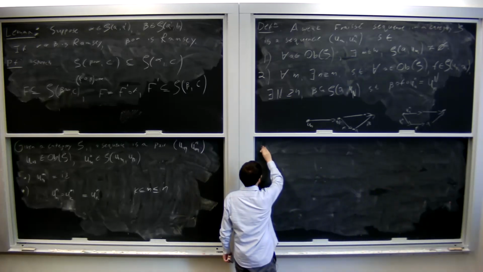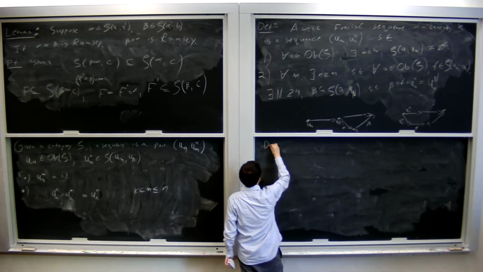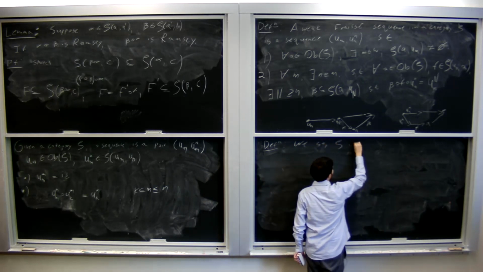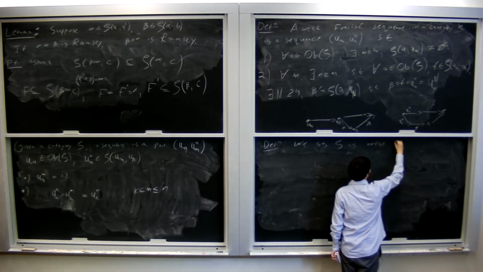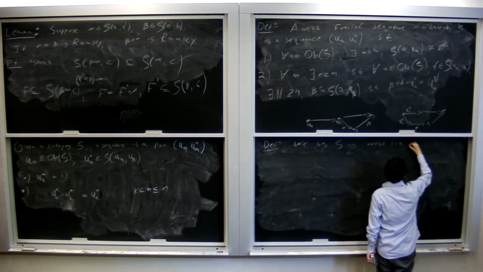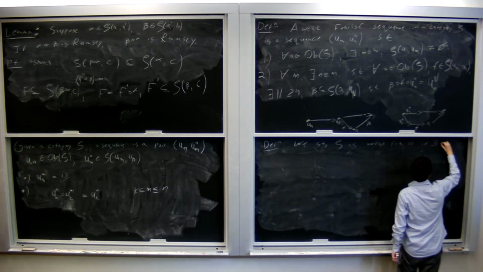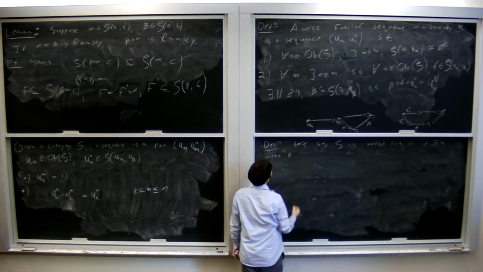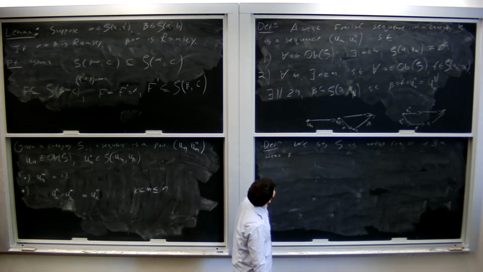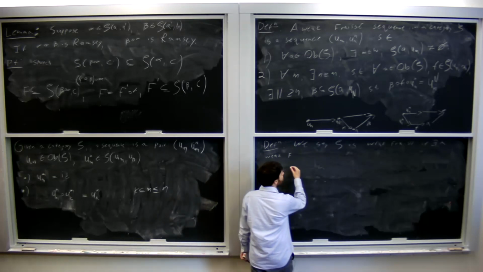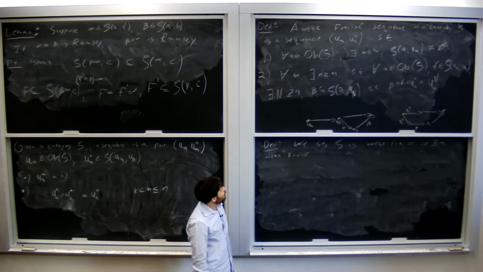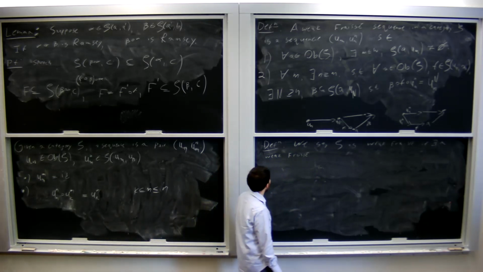So we say S is weak Fraïssé if there exists a weak Fraïssé sequence. Yeah, so in that case it would be, yeah, exactly.